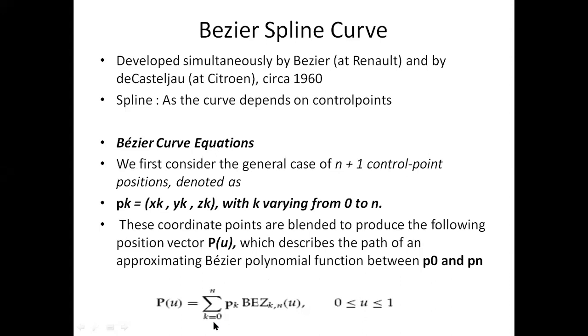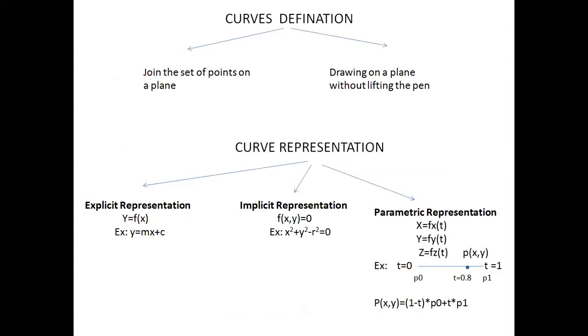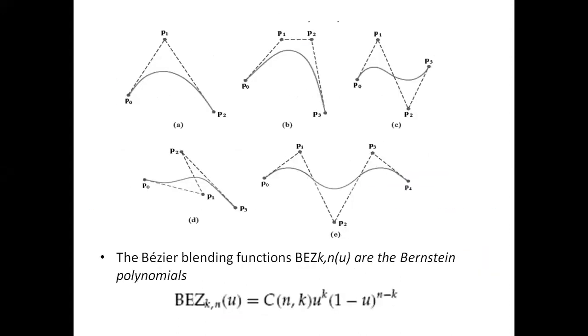Here p_k is different, and this complete part is different: BEZ(k,n). This is called the blending equation. Blending equation means it gives the continuity, that is, it talks about the smoothness of the curve. What does BEZ(k,n) tell? It is nCk, the combination, times u to the power of k times (1 minus u) to the power of n minus k.